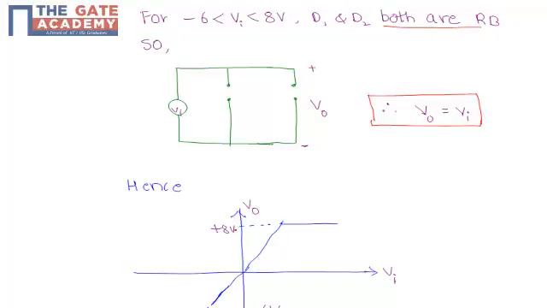For the positive cycle, it will go up to plus 8 volts. For the negative cycle, minus 6 volts. These transfer characteristics will satisfy the condition of option D. Hence, this is the answer.